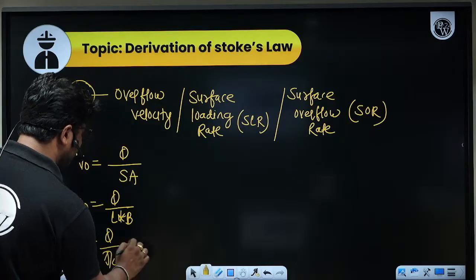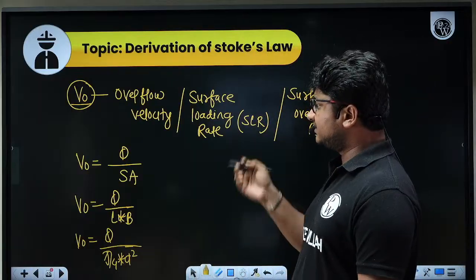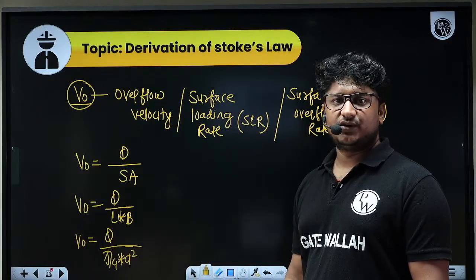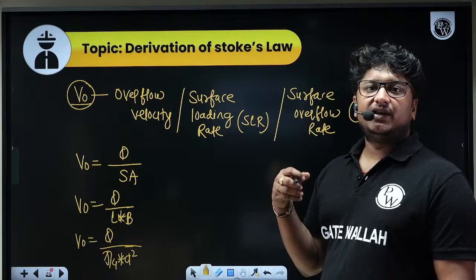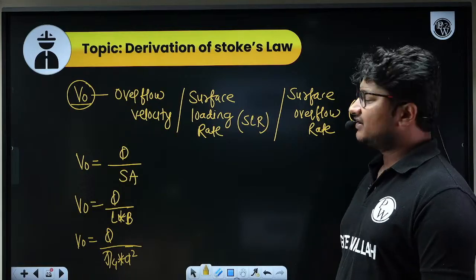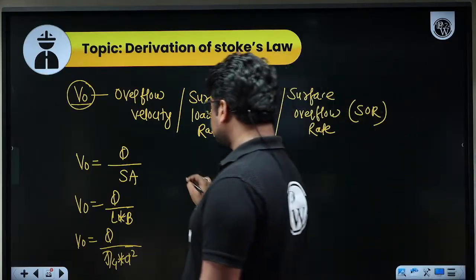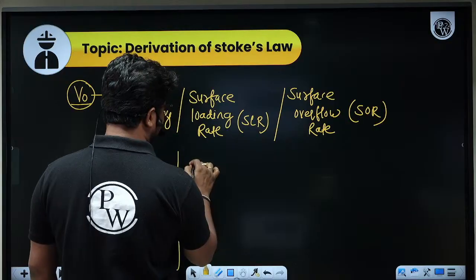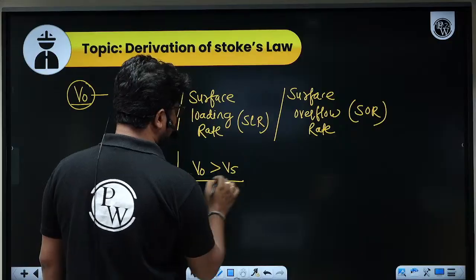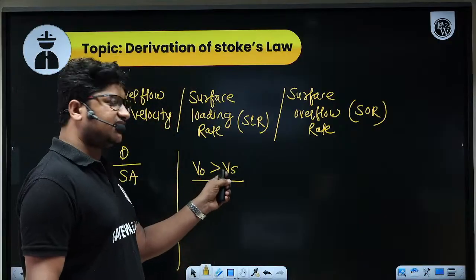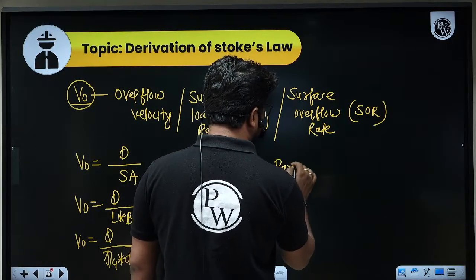Now you will say, sir, we are discussing terminal settling velocity, why are you introducing V0? What is the use of this now? Why I'm introducing this is because I can tell you the application of settling velocity in your settling process, especially in a plain sedimentation case. What happens if your overflow velocity is more than the settling velocity of the particle?